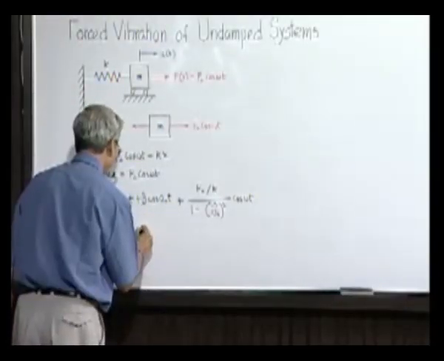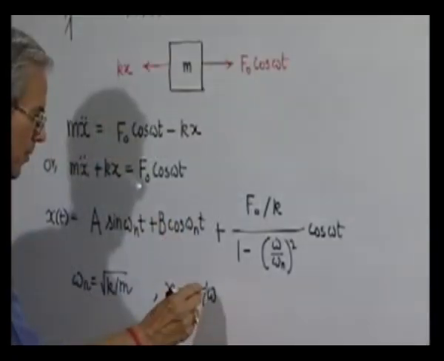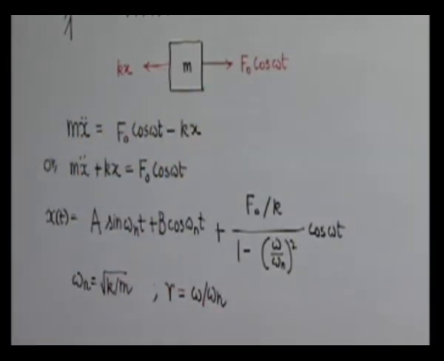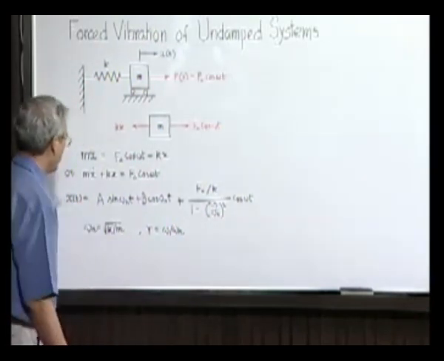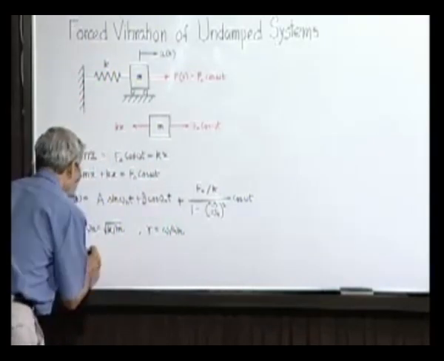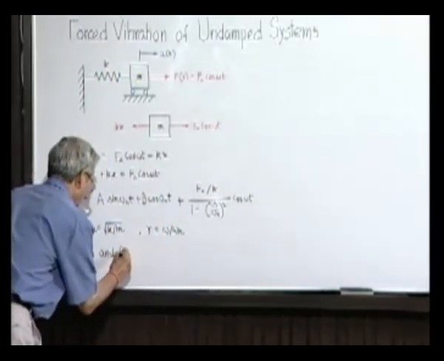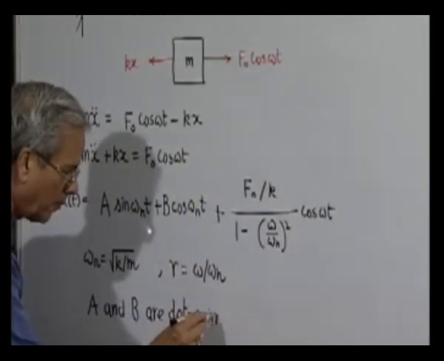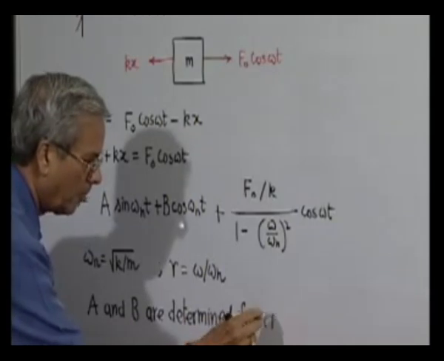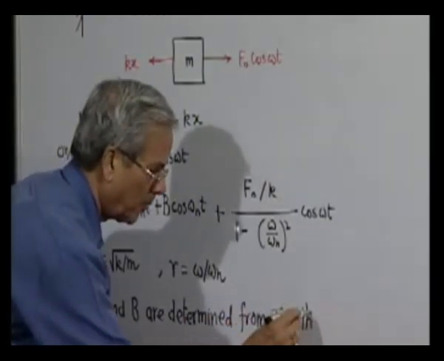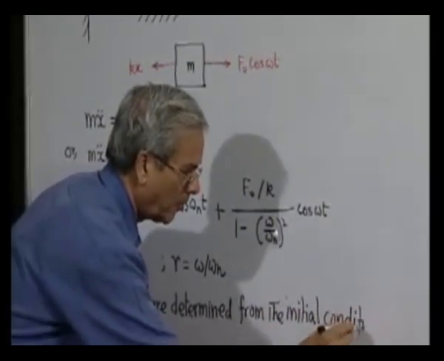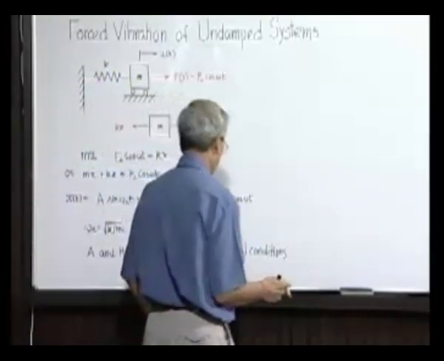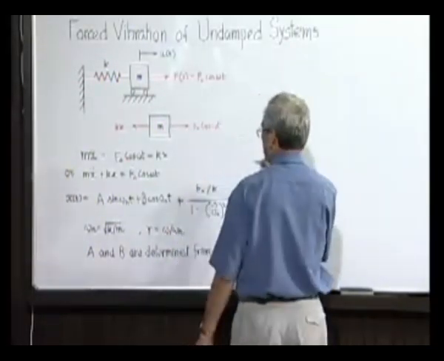We also define another quantity r, that is the frequency ratio, given by the ratio of the forcing frequency to the natural frequency of the system. Now, these constants A and B will depend on the initial conditions. Initial conditions mean what is the starting velocity and position. So let us now try to solve this problem.